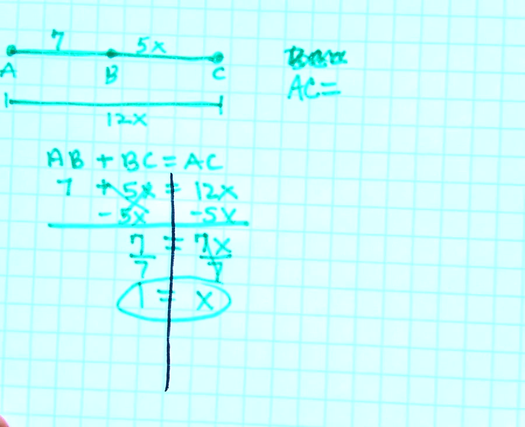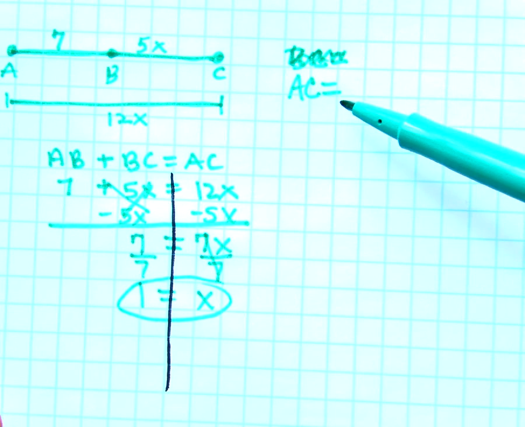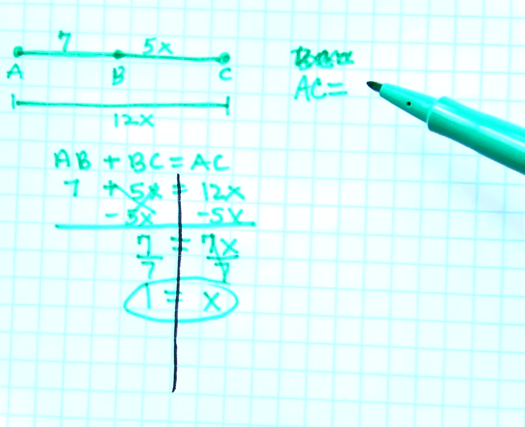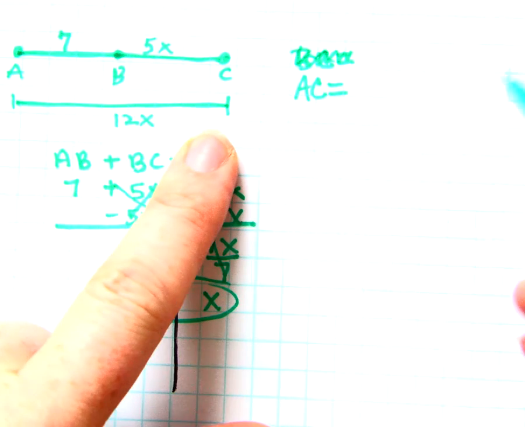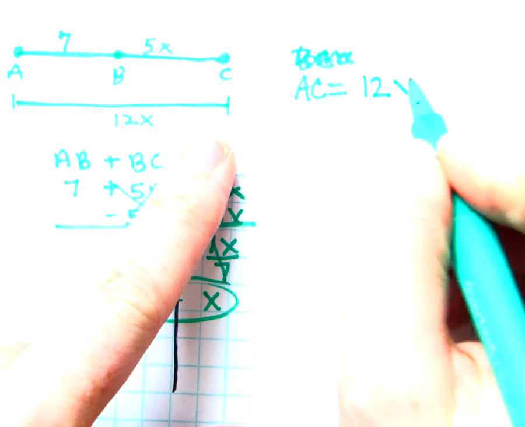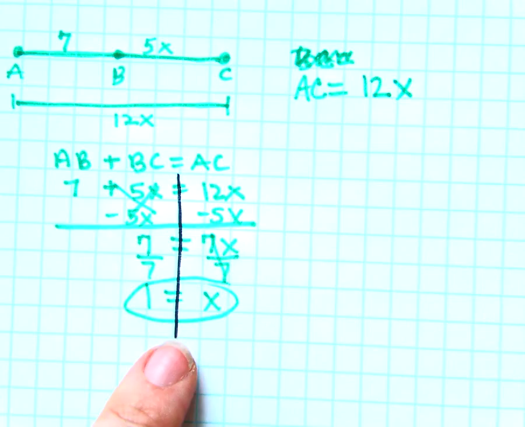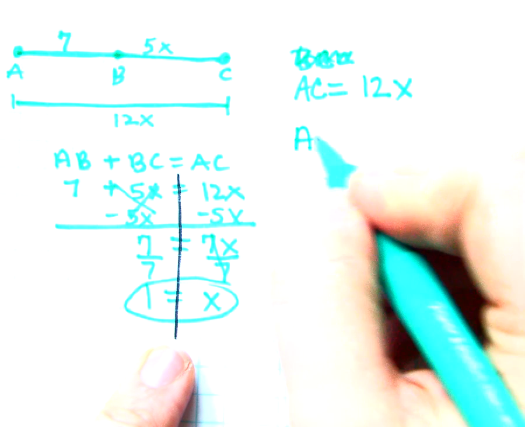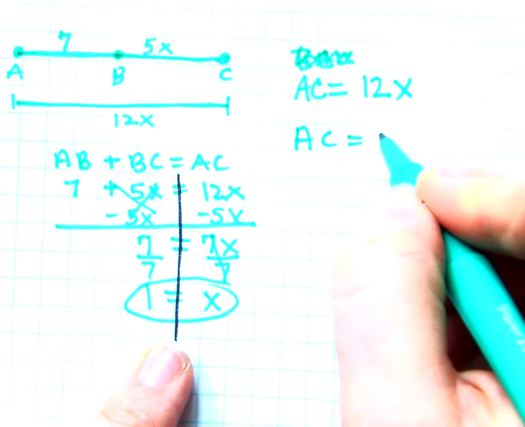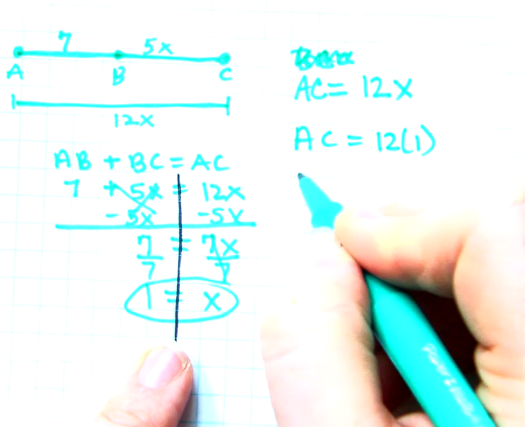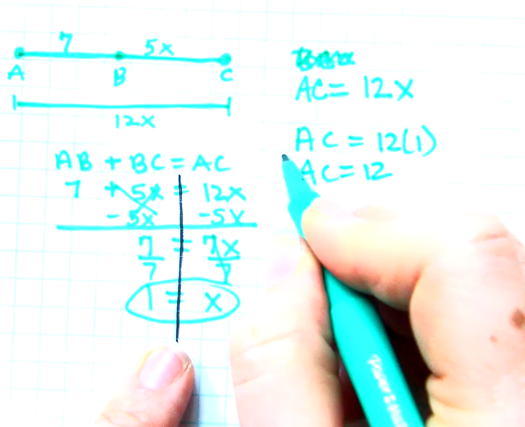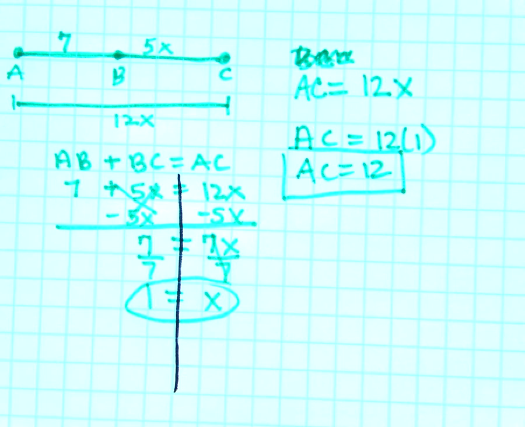But this is where you have to be careful, because this is not the last step. Go back to what the question is asking. It's asking for AC. And AC is actually 12 times x. And x is 1. So AC is going to be 12 times 1, or 12. So answer the question that's being asked.